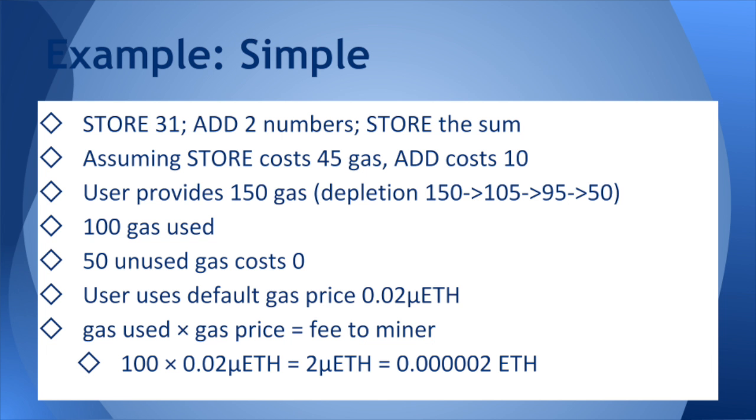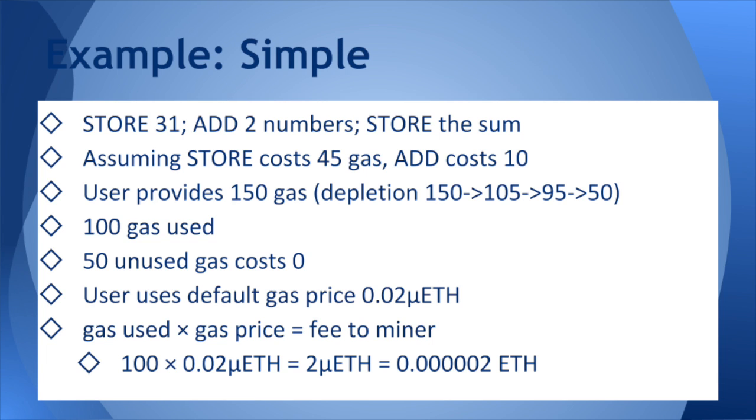And there's going to be an example here which will hopefully make it a lot clearer to most people. So, for example, there's a program or a transaction, we want it to do 3 things. The first thing is store the number 31. The second thing is to add 2 numbers, and then the third thing is to store the sum. Now, assuming that the store costs 45 gas and the addition costs 10 gas, here's a scenario.